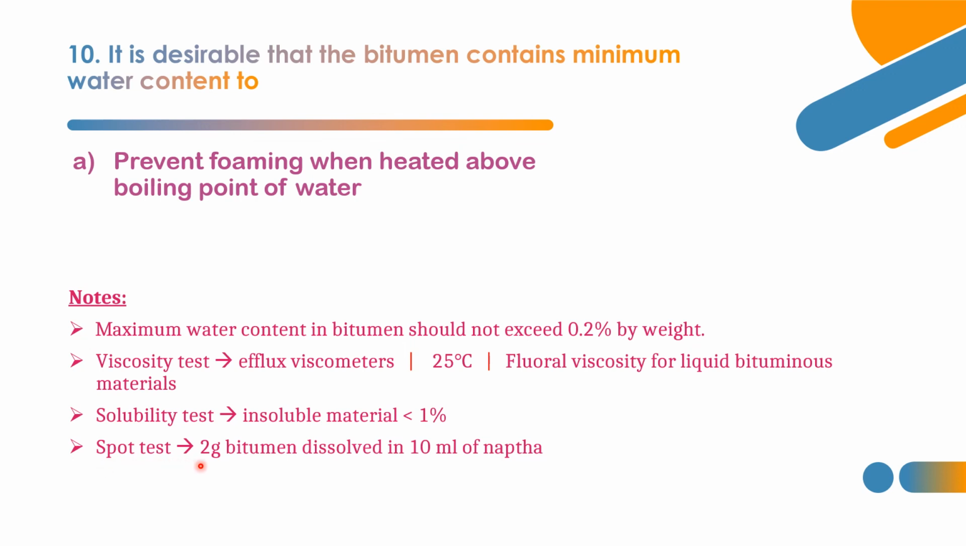And next is the spot test. So 2 gram of bitumen dissolved in 10 ml of naphtha is made as a spot on a paper. After drying, there should not be any dirty things left. If nothing dirty is left, then that bitumen has no impurities. We can obtain an inference from this.